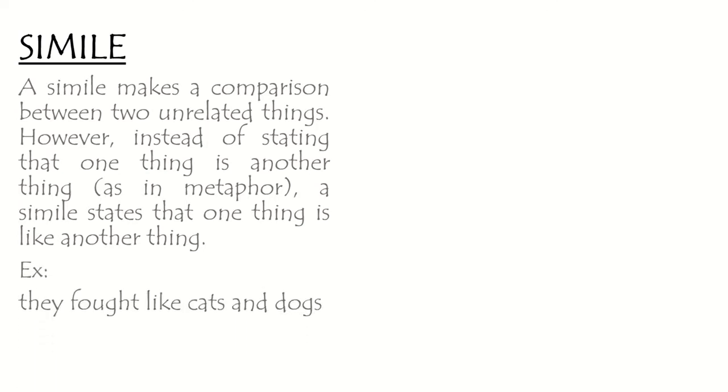For example, they fought like cats and dogs, or could be as slippery as an eel, or might be as blind as a bat. It could be it's like a pig, or it could be as wise as an owl. So with those sentences or with those phrases, we are having two unlike objects being compared or being connected with the use of the terms like, as, and such as.